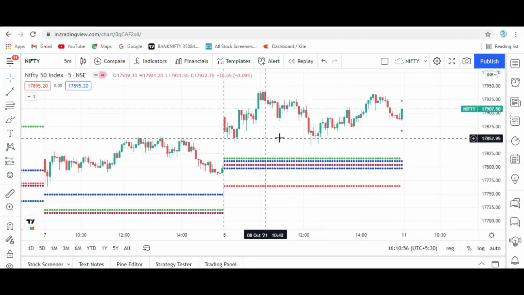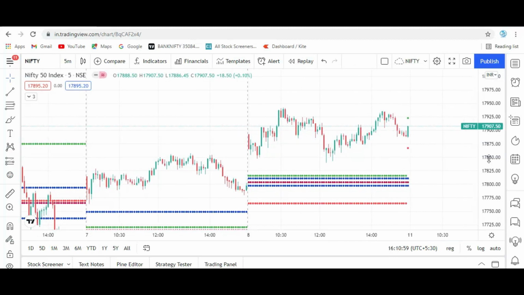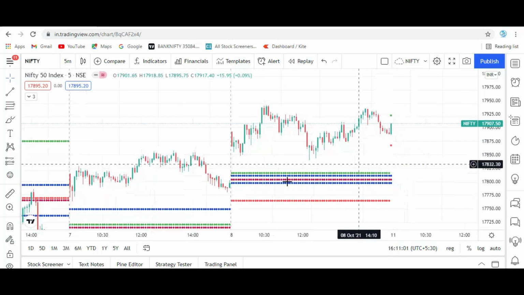So trading is not a certainty, it's a probability. Just keep that in mind.